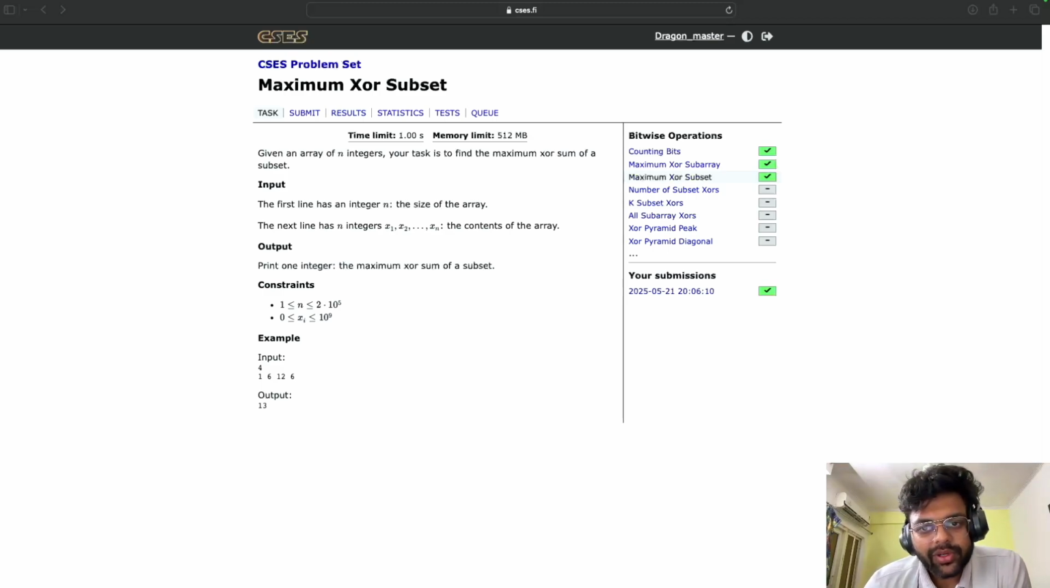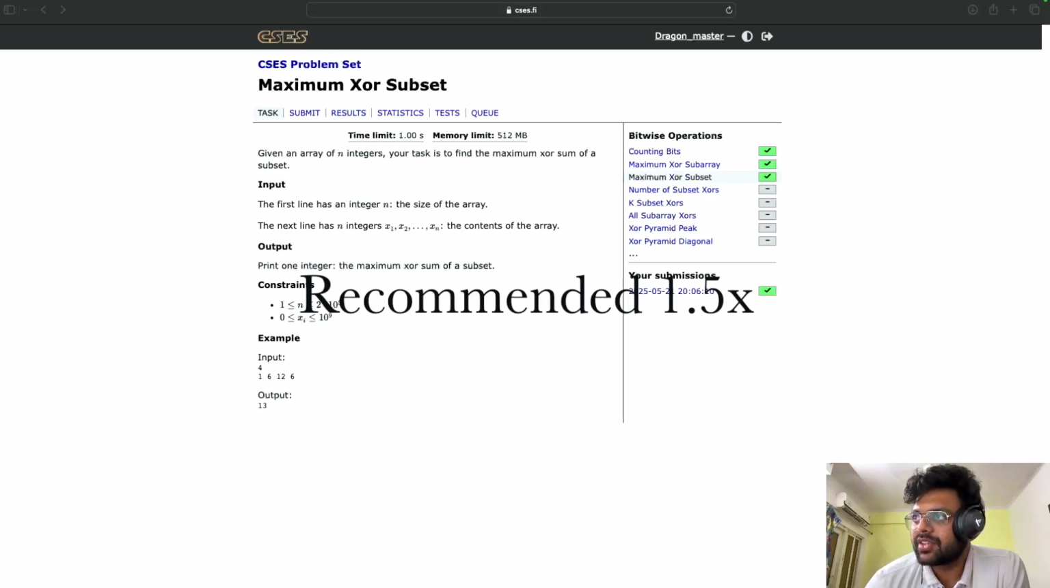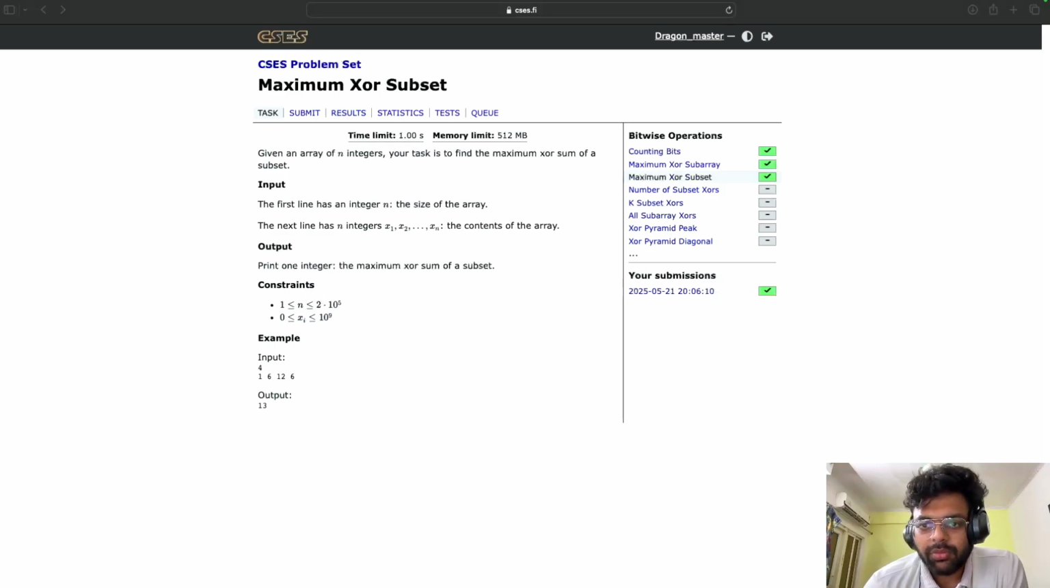So today we are going to discuss another problem from the CSES problem set, that is the maximum XOR subset. Let's see what the problem is saying to us and how we can solve this.